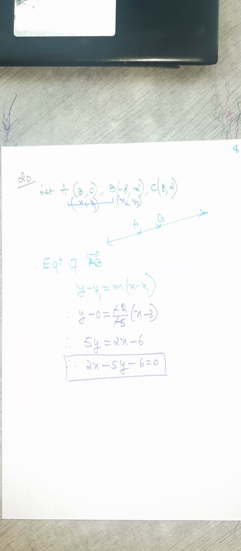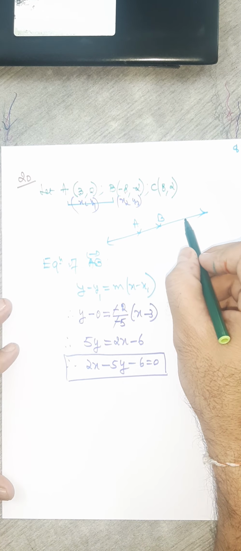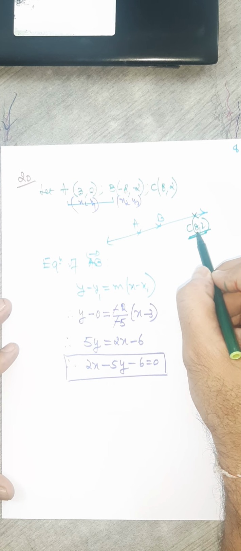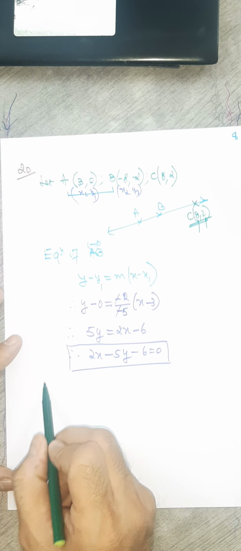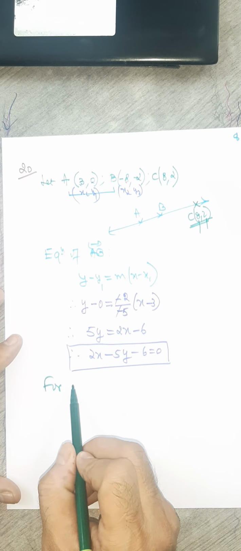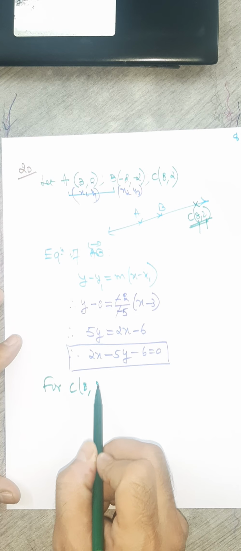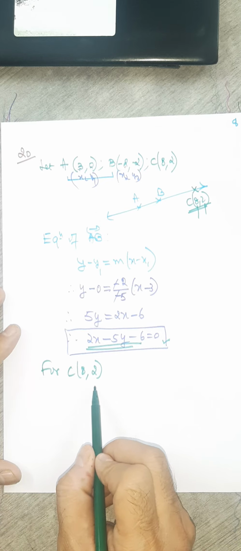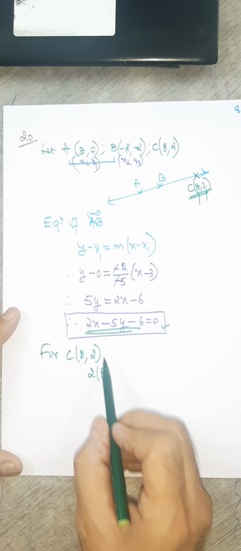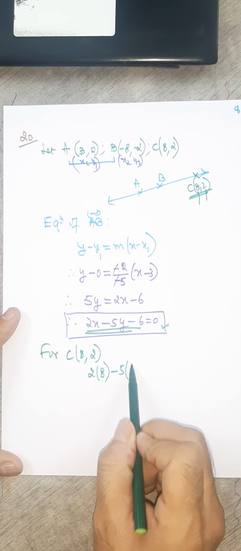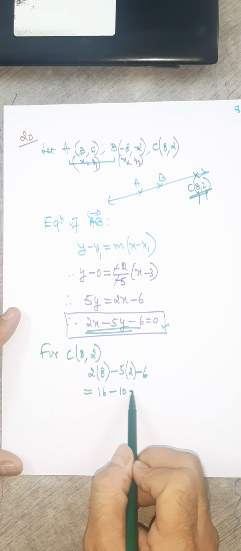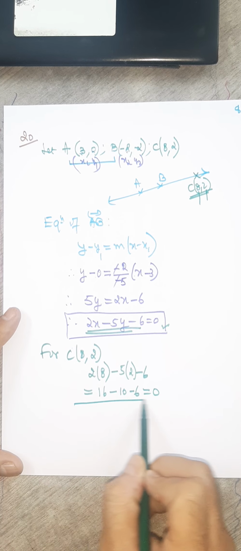Now what I'll do, if the third point is also on the same line, then it must satisfy this equation. If C is anywhere on the line, then the coordinates of C must satisfy this. Satisfies means what? Instead of x you put 8, instead of y you put 2, and see that you are getting LHS equals RHS. So 2 into 8 minus 5 into 2 minus 6. You are checking whether it is 0 or not. So this is 16, minus 10, minus 6. You are getting 0. Right?